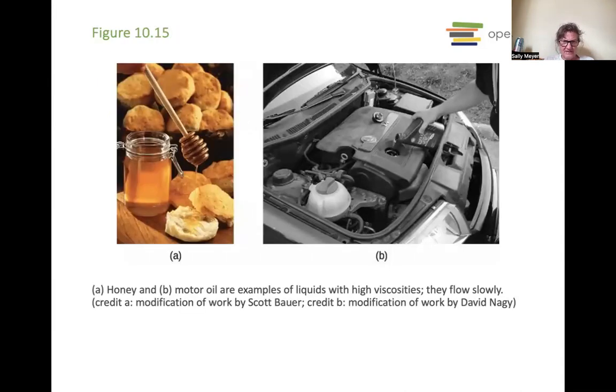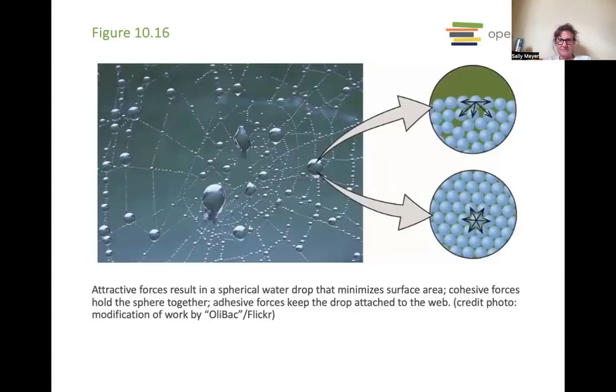So for liquids, honey is very viscous. Oil is very viscous. Other things like water and ethanol are very low viscosity. And so viscosity is a measure of the resistance to flow. If you have high viscosity, you flow very slowly. So when you're trying to put honey on a biscuit, sometimes you get hungry just waiting for the honey to come off the end of the honey stick. And also when you pour oil into your car, it moves very slowly.